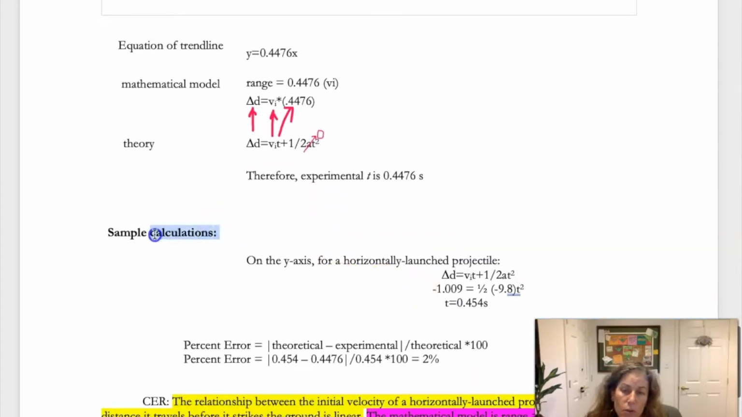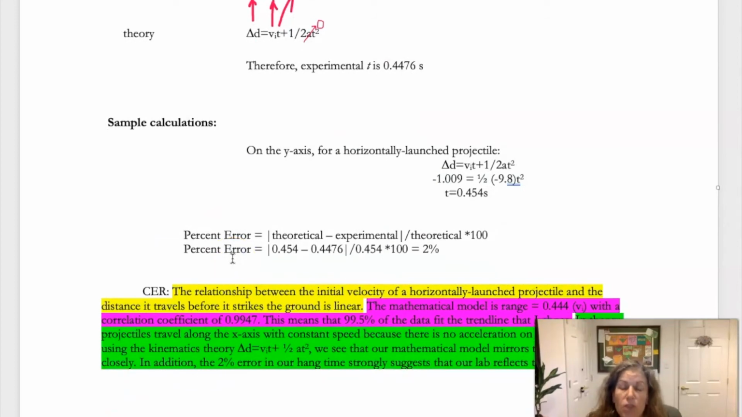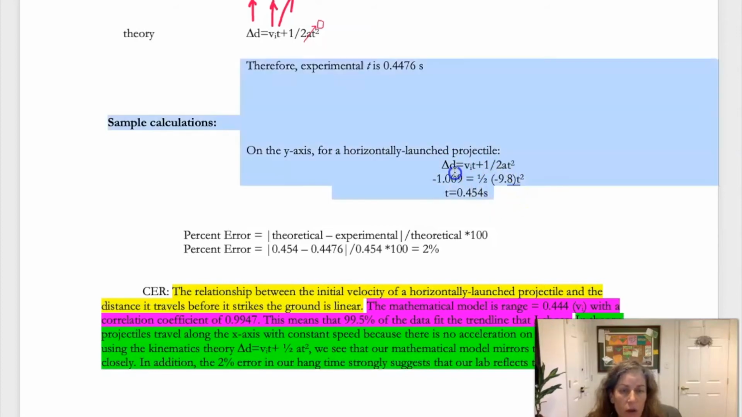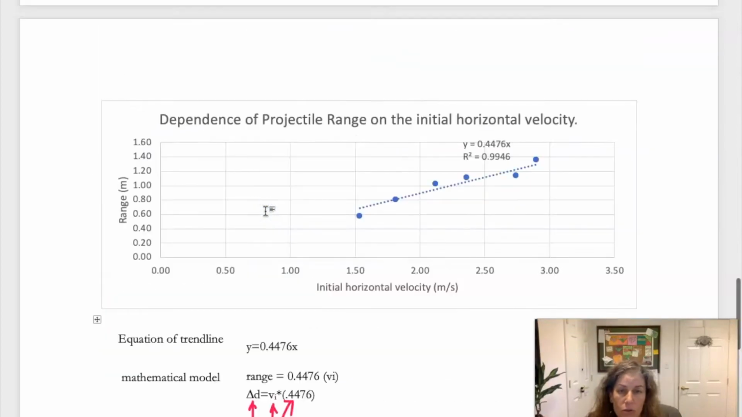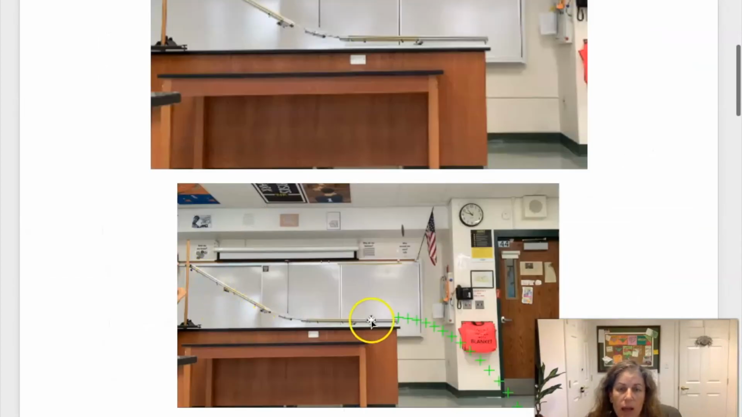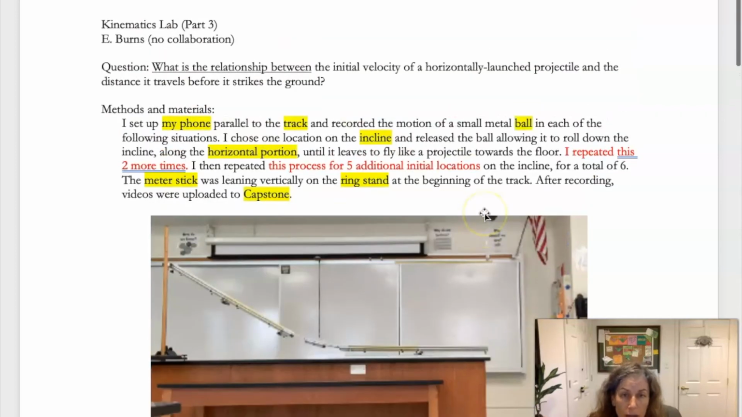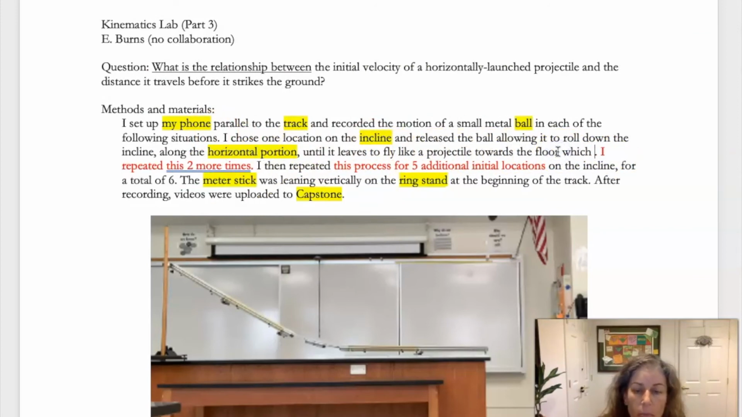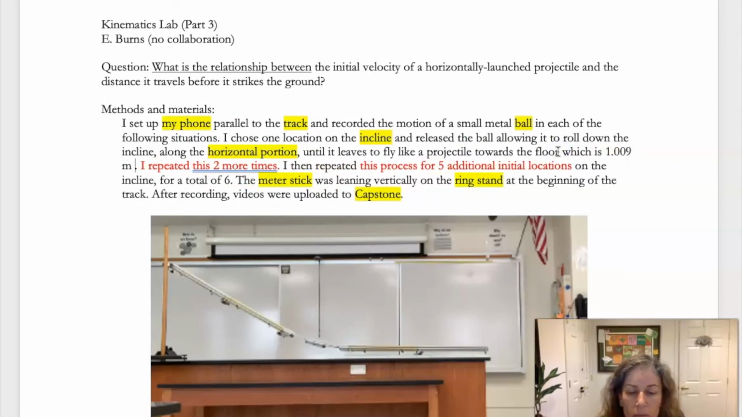So another thing you should do in your analysis is to show some sample calculations. So what I did was I calculated, using my problem solving method, the amount of time it would take to fall using the vertical distance. So I went back into my capstone here and I measured this distance here. Okay, so measuring this distance, I actually should have labeled it, or I can add it here, parallel to track, floor, which is 1.009 meters below.